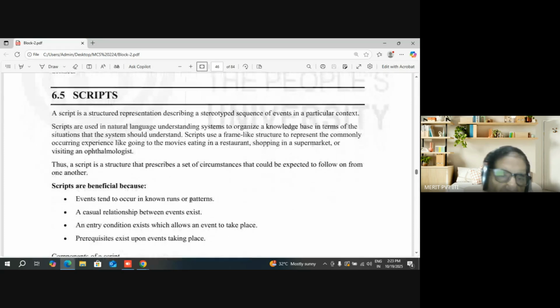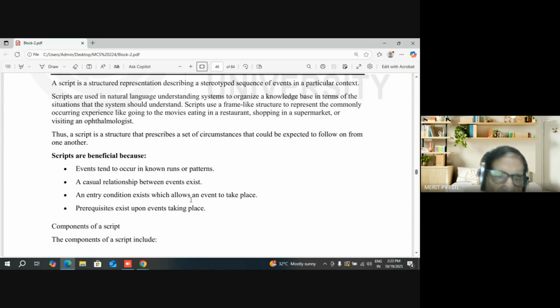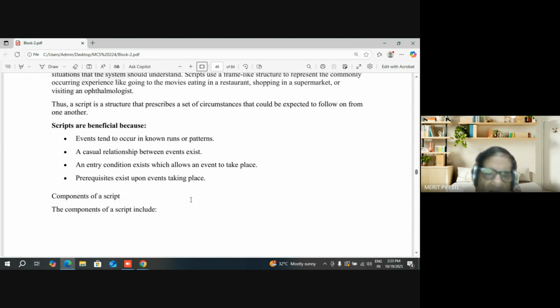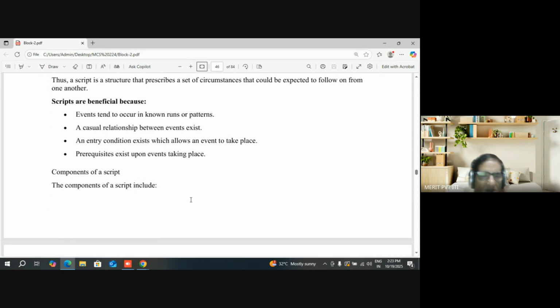Script भी हमने करा है. Script is the structure representing the stereotyped sequence of events in a particular context. Events occur in a known run-off pattern. A causal relationship between events exists. An entry condition exists which allows an event to take place. Prerequisites exist upon the event taking place. So all this.